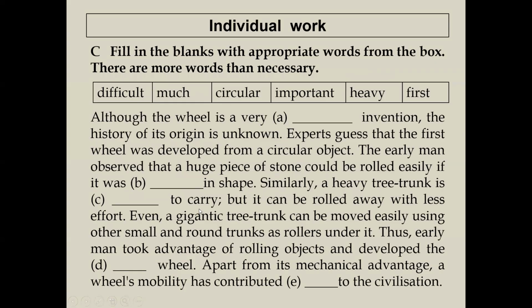Then there is individual work. It is a gap filling activity. You see here 6 words and 5 gaps. Using these words, you have to fill in the gaps. Only write the answer in this way: A, B, C, D, and E. At first, you think yourself for a while, then match the answer with me. A will be important, then B circular, C difficult, D first, E much.